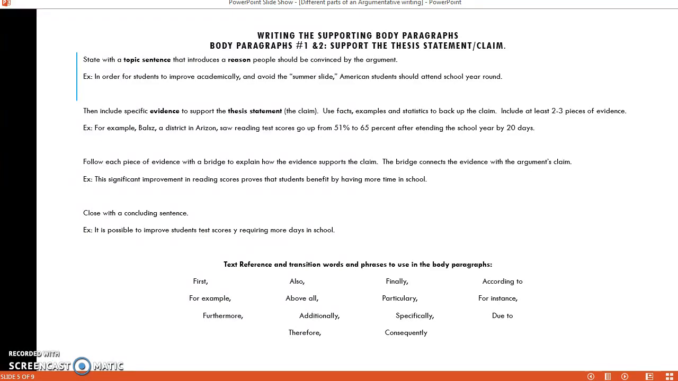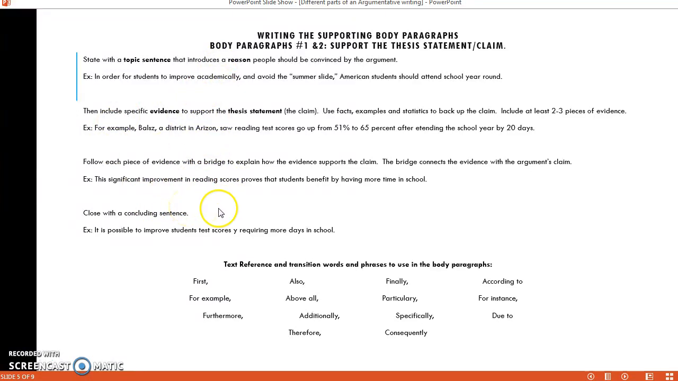Follow each piece of evidence with a bridge, so that's when you're connecting, to explain how the evidence supports the claim. The bridge connects the evidence with the argument's claim. Example, the significant improvement in reading scores proves that students benefit from having more time in school. So your claim, your thesis statement, is that kids need to spend more time in school, we need to have a longer school year or school all year round. So you gave an example, and then this bridge brings it back to your claim.